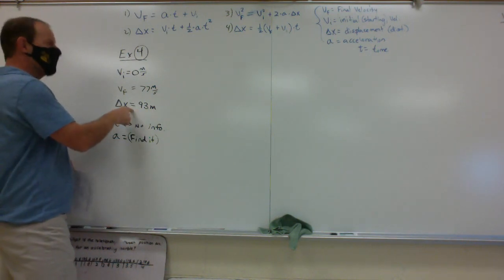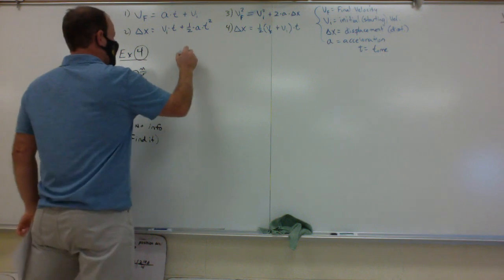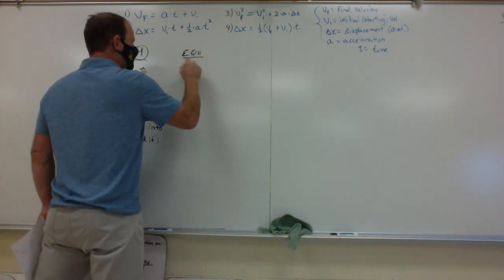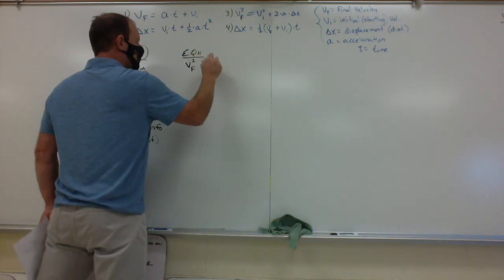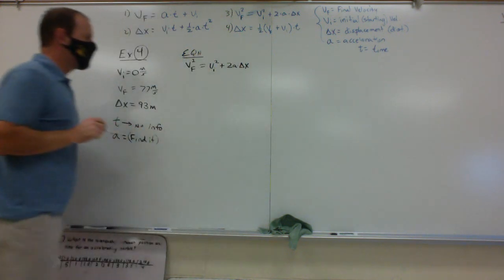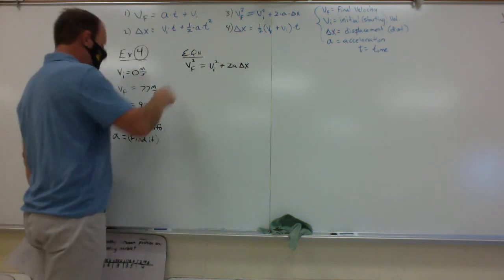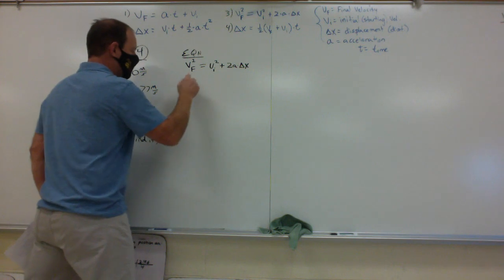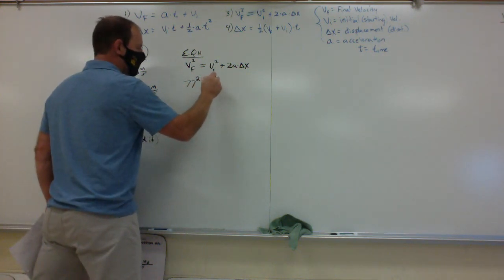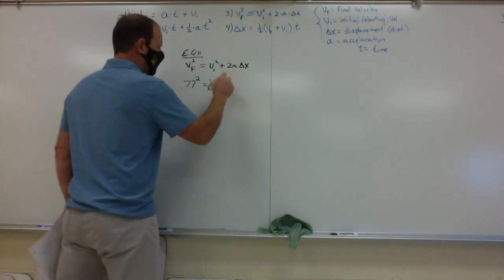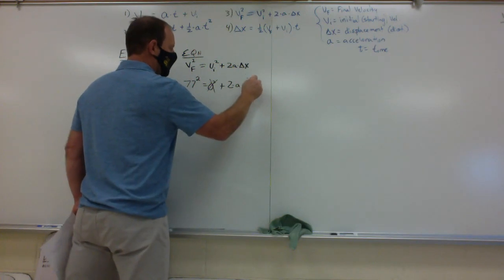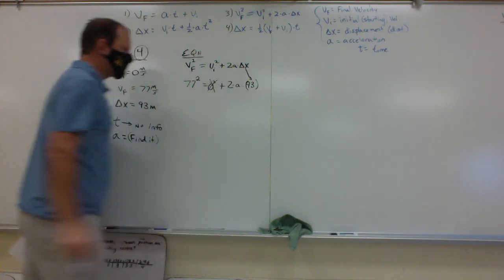And delta x, check. So equation then, step 2, I'm going to say let's use V final squared equals V initial squared plus 2a times delta x. Those are all multiplied by each other. So if the final speed is 77, that means I got to square that. The initial speed was 0, so obviously that's going to be nothing. And 2 times the acceleration times the 93 meters for our delta x.